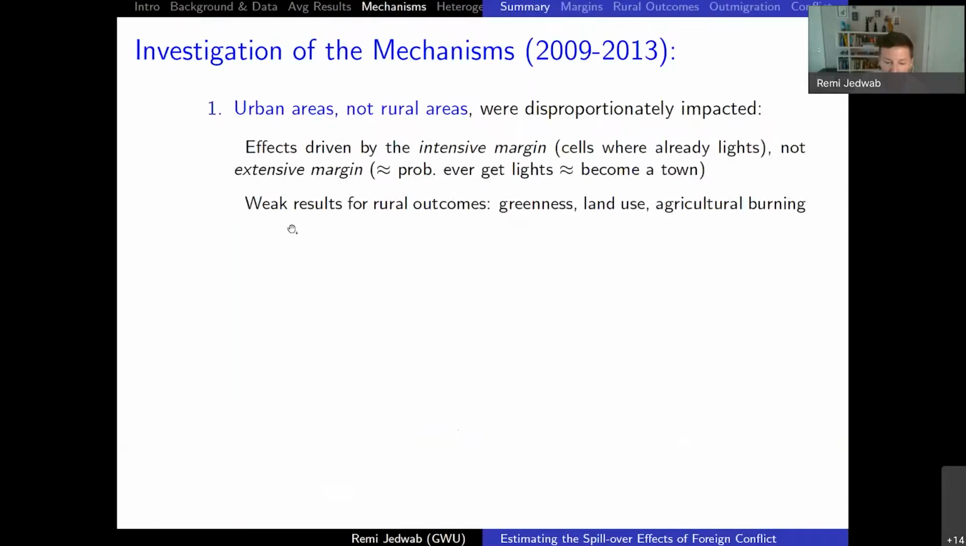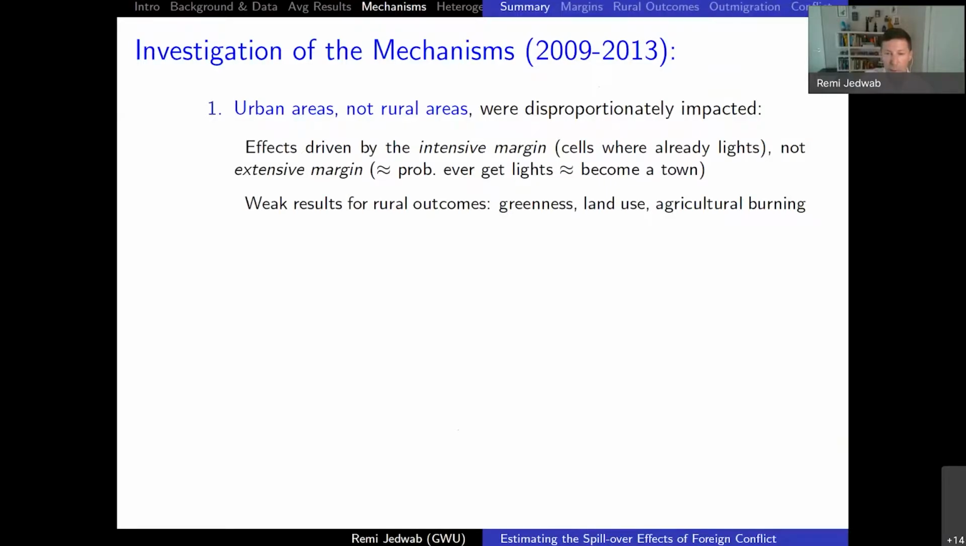Right. So then we investigate the mechanism. We want to know why conflict in Nigeria can have an impact on Cameroon, Chad, and Niger, although Boko Haram has not entered these countries. So what is the mechanism here? We found that urban areas were disproportionately impacted. When you use night light, the effects are driven by the intensive margin, the cells where you already had lights before.